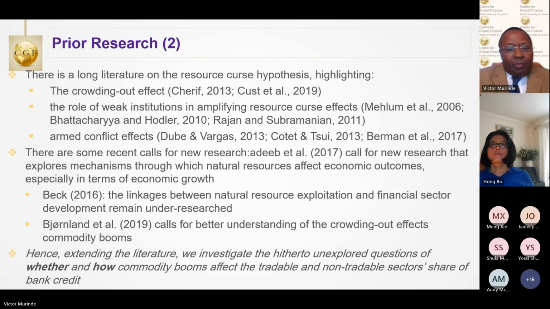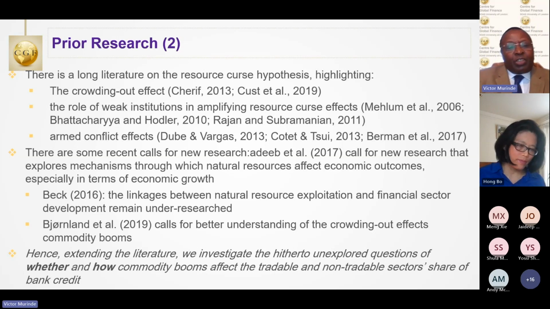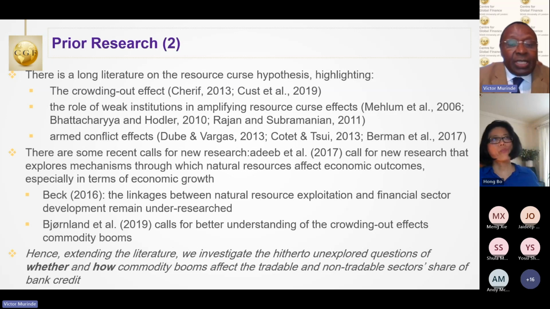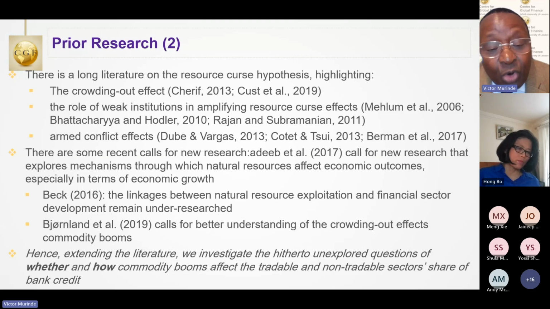Now, in addition to this, there is another strand of literature calling for new research, pronounced in the work by Adib 2017, calling for new research that explores the exact mechanisms through which natural resources affect economic outcomes, especially economic growth.